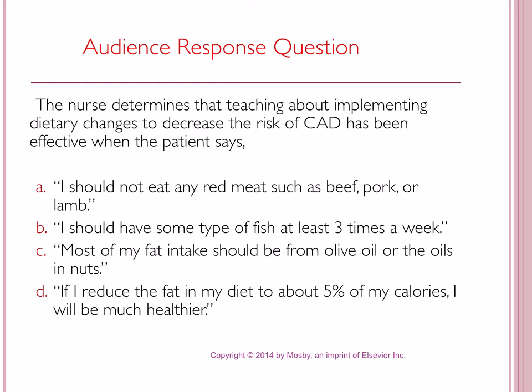Now, other sources include grapeseed oil, groundnut oil, sesame oil, corn oil. Fat intake should be between 25 and 35% of calories, with most of it coming from monounsaturated fats and less from saturated fats. Red meats should be reduced or eliminated from the diet. Only fatty fish, tuna, and salmon should be included in the diet because fatty fish is high in omega-3 fatty acids. So most of my fat intake should be from olive oil or the oils in nuts is the correct answer because it is monounsaturated fat.